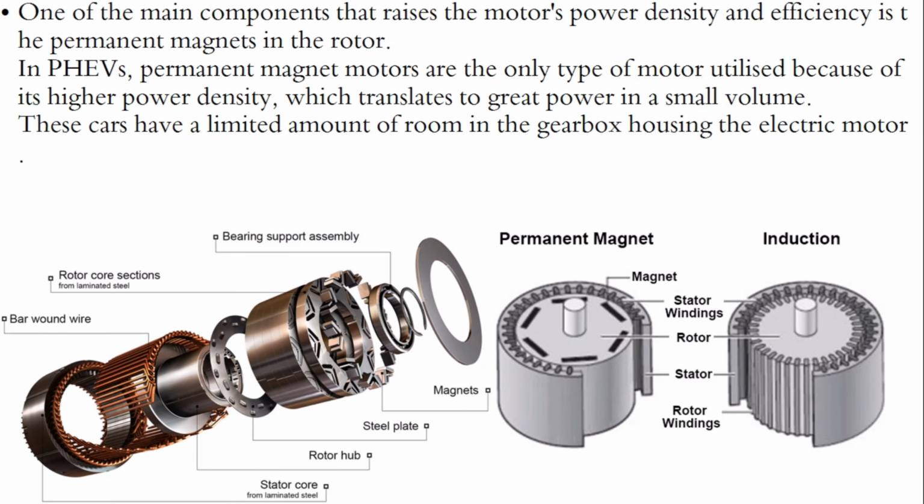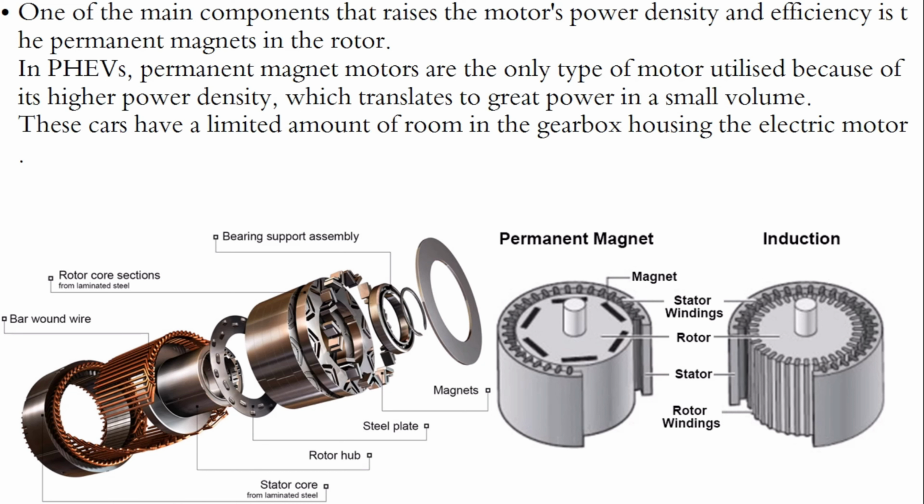Here we have one of the main components that raises the motor's power density and efficiency, which is the permanent magnet in the rotor. In PHEVs, permanent magnet motors are the only type of motor utilized because of their higher power density, which translates to great power in small volume. These cars have a limited amount of room in the gearbox housing the electric motor. Here you can see the open section of the synchronous AC motor, and you can see the components of the permanent magnet and the induction motor.